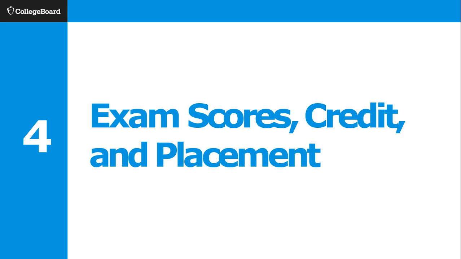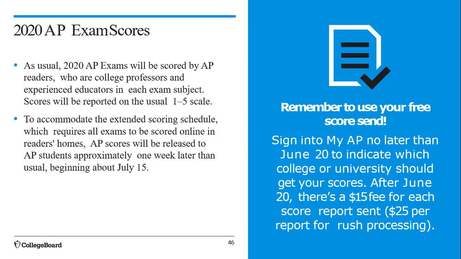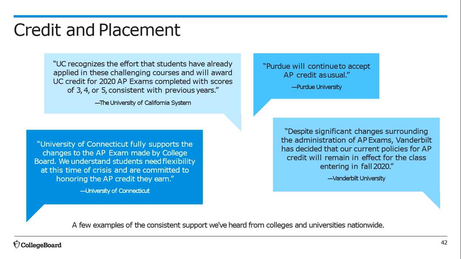All right, exam scores, credit, and placement. So this part is not about how to take the test and stuff like that. So if you want to bail out on this part, that's fine. If you want to just look at the PowerPoint, I'm going to attach it to the post I put up as well. But here we go. As usual, exam scores will be scored by AP readers, 1 to 5 scale. To accommodate the intended scoring schedule, which requires all exams to be scored online in readers' homes, AP scores will be released to AP students approximately 1 week later than usual, beginning about July 15th.